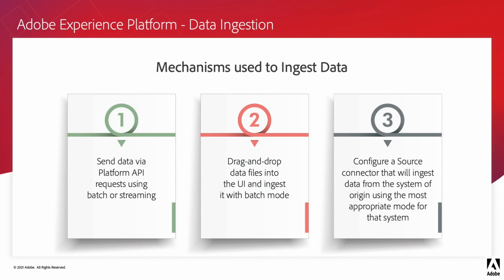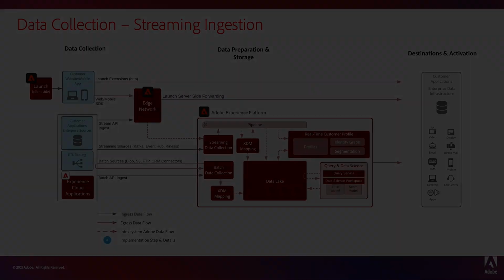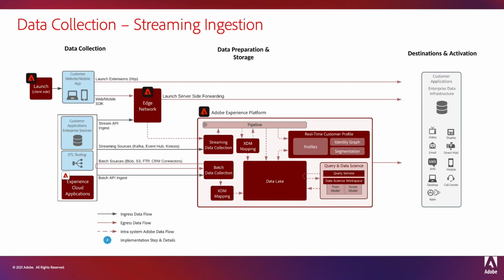You can drag and drop files into the UI and ingest it with the batch mode. You can also configure a source connector in the UI that will ingest data from the origin system using the most appropriate mode for that system. Source connectors ingest data using either batch ingestion or streaming ingestion. Platform provides you with the state-of-the-art streaming infrastructure to collect, enrich, and activate data in real time.